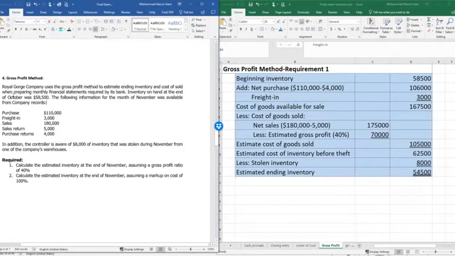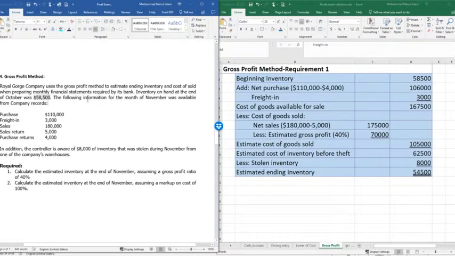Inventory on hand at the end of October was 58,500. We also have the following information: purchases, freight in, sales returns, purchase returns. In addition, the controller is aware that 8,000 of the inventory was stolen during November from one of the company's warehouses, and there are two requirements. Calculate the estimated inventory at the end of November, assuming the gross profit ratio is 40%. Calculate the estimated inventory at the end of November, assuming a markup on cost is 100%.